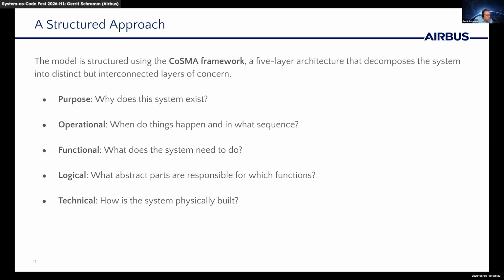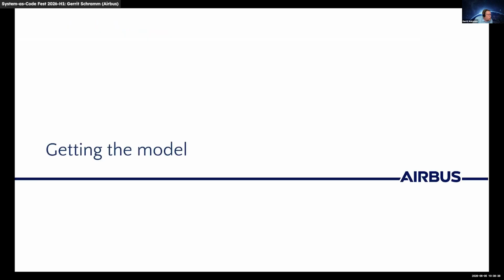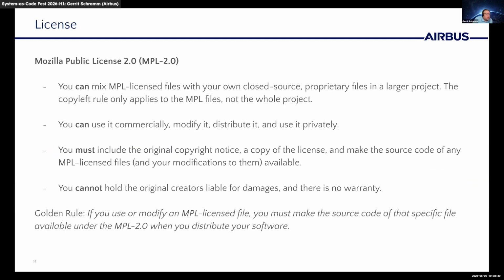So some of you might have become curious how to get the model and how to play around with it. I'll come to this in the next slide. But before I show you how to get the model, I'll tell you something about the license. We have licensed this under the MPL2 license, which allows you to mix the license with your own code. So you can use this model to extend it, or you can use the model to integrate it as an example in your tool. You can also use it commercially. You can modify it, you can distribute it, and you can use it privately.